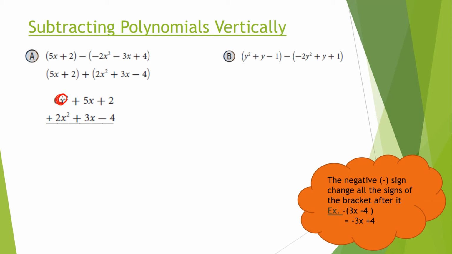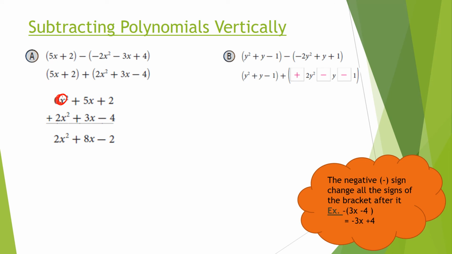Okay, then I'll add normally. So 0 plus 2x squared will be 2x squared, 5x plus 3x will be 8x, positive 2 and negative 4 will be negative 2. The second one, the same thing, I'm going to change the signs first.